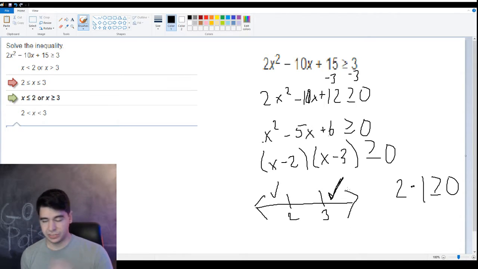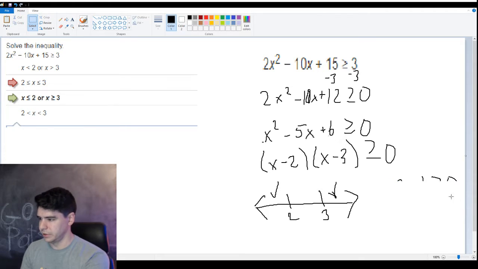Our last section is, let's go in the middle now. The only number I can really pick is, well, I can pick a lot of numbers, but I'm going to pick 2.5 because that is right smack dab in the middle, and it's a nicer number than a lot of the other ones. All right.